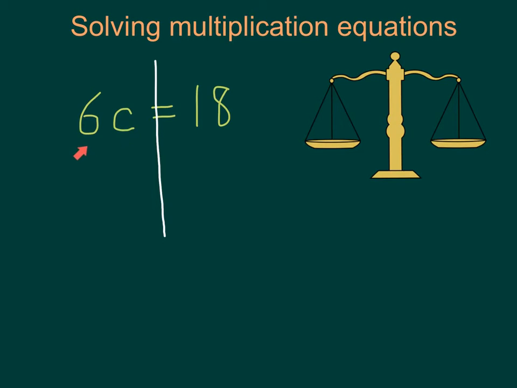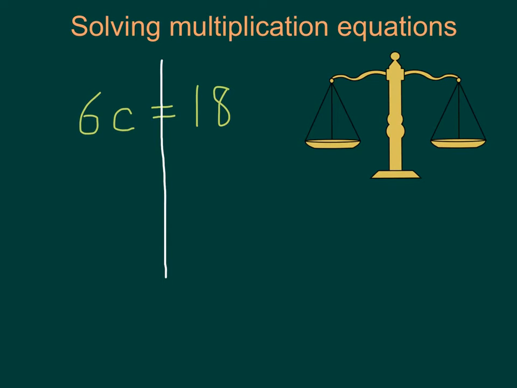Now, a lot of you are probably already thinking, well, I know what that is. That's going to be 3. And that's correct. But we have a process that we want to use when solving equations so that when they become more difficult and we can't do them mentally, we know how to do them. So the first step we do is we draw a line down the equal sign so that we just keep in our mind that we're trying to keep the two sides equal.